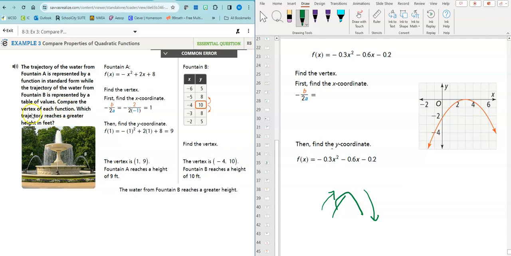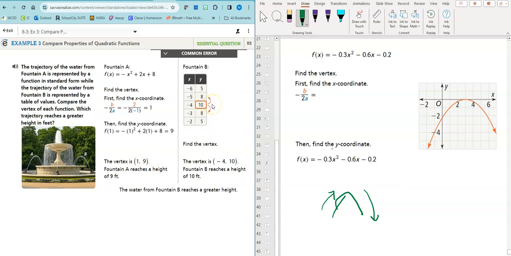So they want us to compare the vertex of each function, the highest point in this case, and we want to know which trajectory reaches a higher height in feet. Okay, which of these fountains goes up the highest? So I'm going to find the vertex in fountain A by using my little formula here, -b over 2a. B is 2, a is -1, and they get x is 1. Then we just plug in 1 for x into my function and solve, and they get y is 9. So the vertex of fountain A is 1, 9, which means it reaches a height of 9 feet.